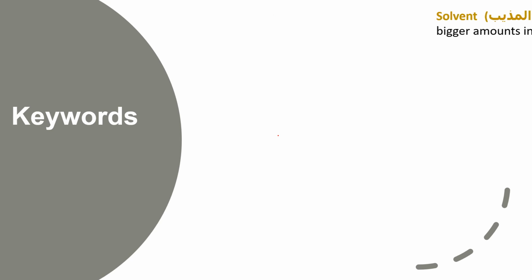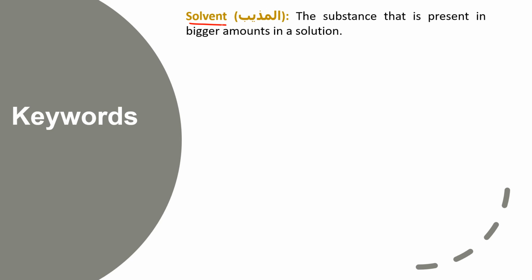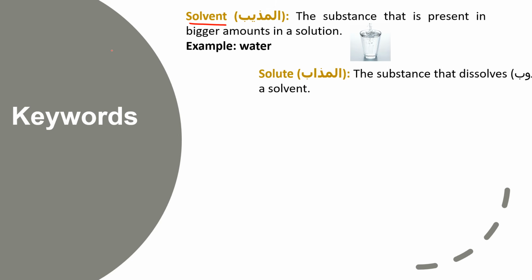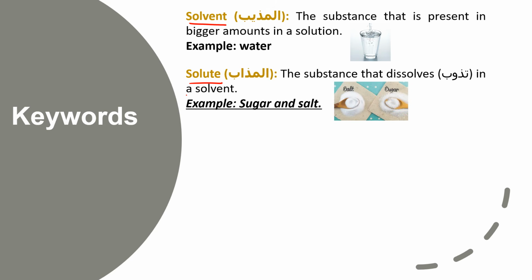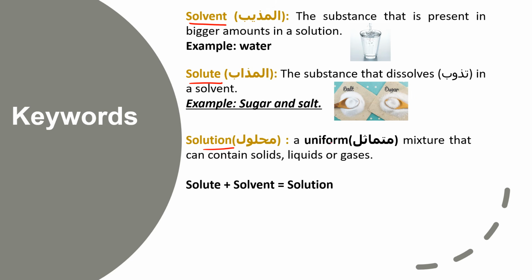So what are the keywords of this lesson? Solvent, اللي هي المادة المذيبة, is the substance that is present in bigger amounts in the solution. Example, water. Solute, the substance that dissolves in a solvent, اللي هي المادة المذابة, like sugar or salt. Now, what do we get if we mix both of them? We get a solution, a uniform mixture that contains solids, liquids, or gas. So solute plus solvent will give you a solution.